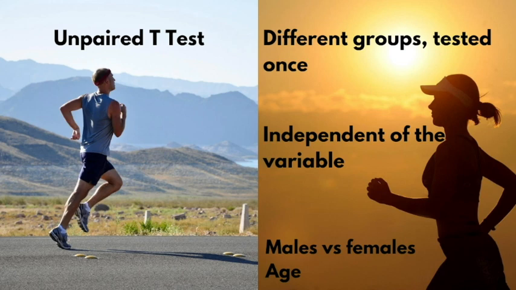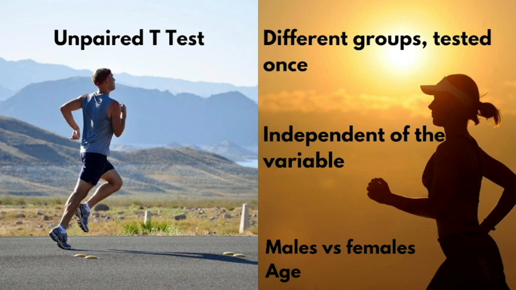So it could be a cardiovascular response, it could be a respiratory response, it could be a speed response or a muscular response, but you're looking for the physiological difference between them, and the variables stay the same. What changes is the male and the female. Again, you could do this with age. You could have somebody who's an adolescent against somebody who's a young adult against a mid-age adult against an old adult, and you would expect different responses to that same variable, that same test that you're doing. And this would be an unpaired t-test. Different groups tested once.